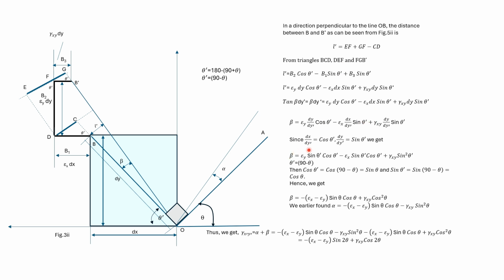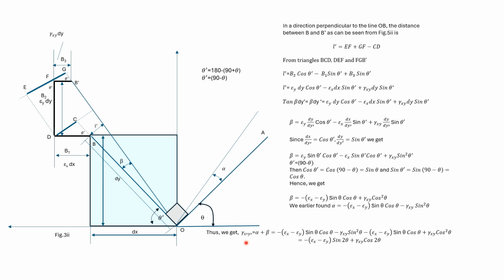Substituting dx by dy dash as cos theta dash and dy by dy dash as sin theta dash, we get this expression. We earlier saw that theta dash is equal to 90 minus theta, and cos theta dash is equal to sin theta, and sin theta dash is equal to cos theta. Substituting, we get this expression of beta in terms of theta. We earlier found this expression of alpha.